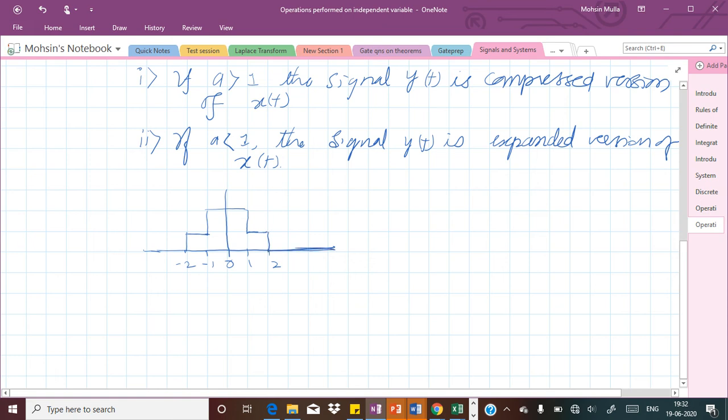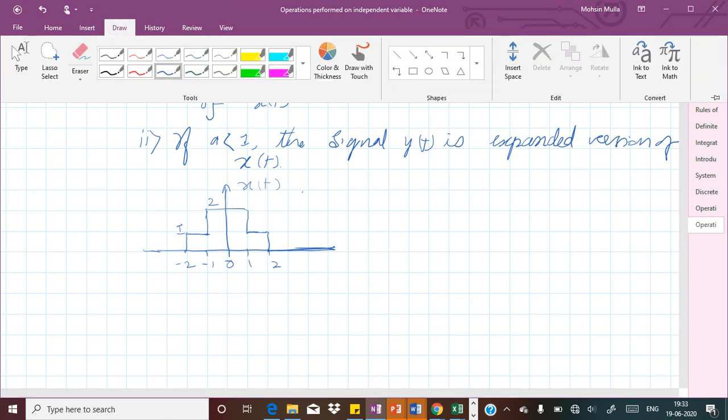So it is a finite signal which exists between -2 and +2. Now the height of this signal is, say, 1 between -2 to -1, and 2 between -1 to +1. Now say we are going to do the time scaling on this signal x of t. So this is the basic signal x of t.